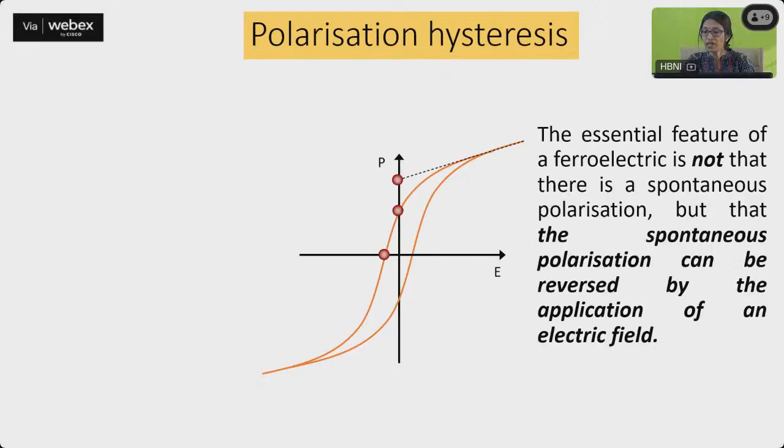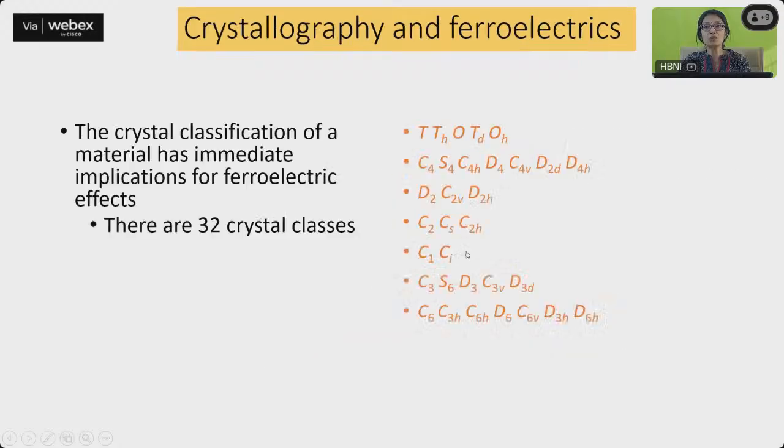Okay, the essential feature of a ferroelectric is not that it has spontaneous polarization, but that the spontaneous polarization can be reversed by the application of an electric field, and you will find this kind of coercivity also present in case of a polarization hysteresis. The crystal classification of a material has immediate implications for ferroelectric effects. So please understand there are 32 crystal classes as shown over here.